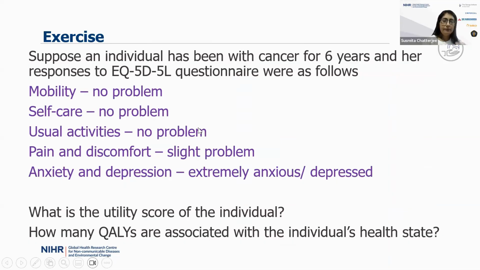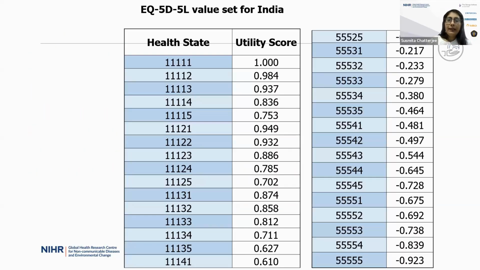So my question is, how are you going to rank this? And what is the utility score from here? Utility score is from here. You identify the utility score and then calculate the QALY.